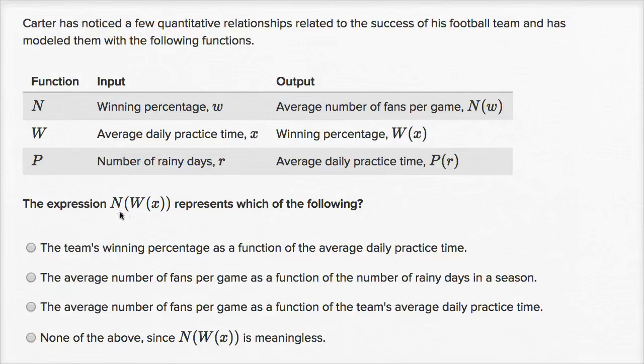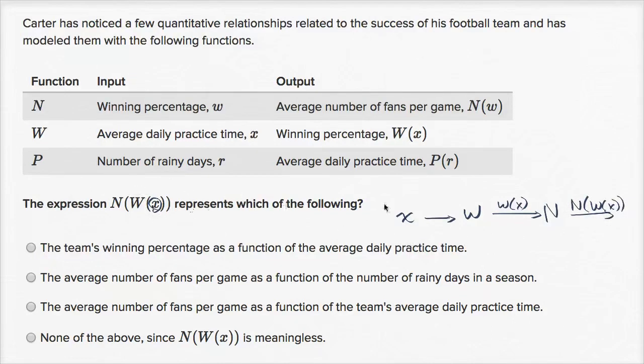The expression N of W of X represents which of the following? Well, before we even look at the choices, let's think of what's happening. This is another way of denoting we're going to take X right over here, and we are going to input it into W, and we're going to get out W of X, and then we're going to input that into the function N, and we are going to get out N of W of X.